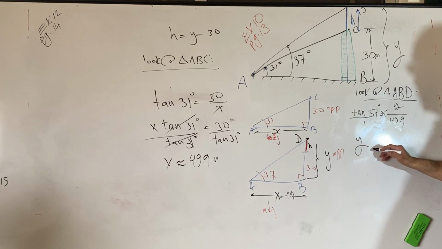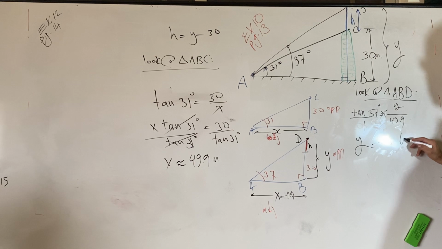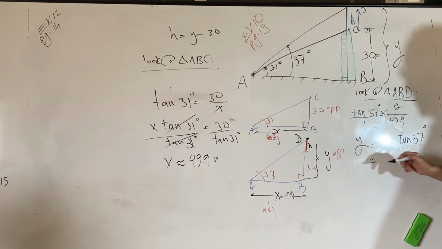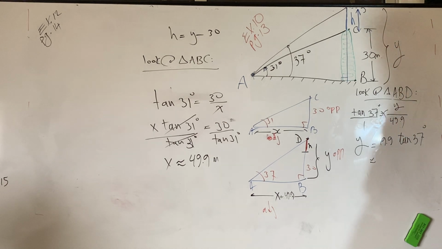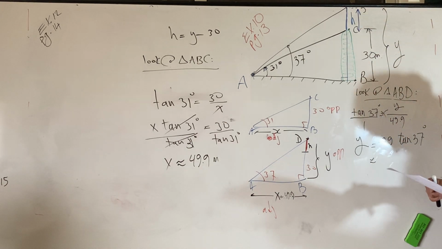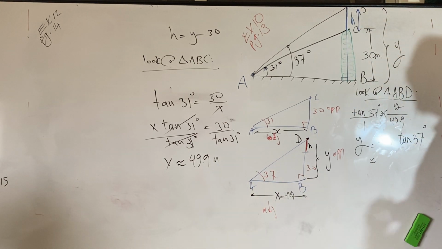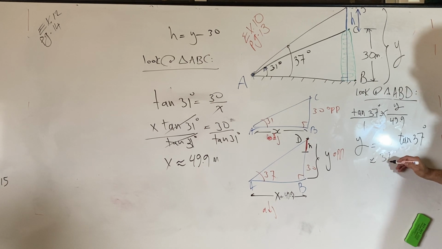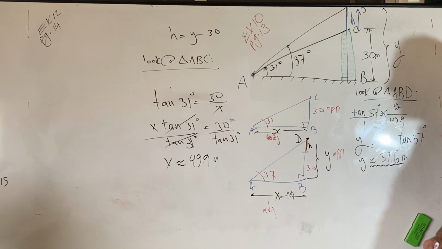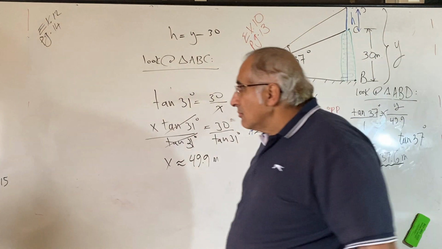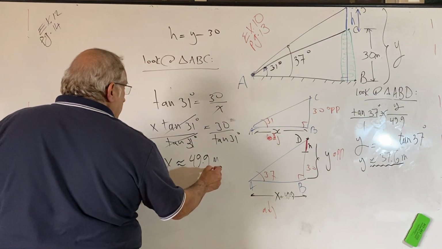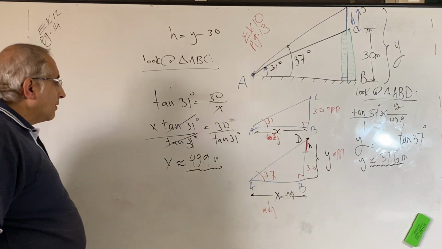Because in this case, y equals 49.9 times tangent 37 degrees. And the answer, hopefully, is about 37.6. 37.6 meters. All right? I'm rounding my answers always to the nearest 1 decimal place. To 1 decimal place. Beautiful.